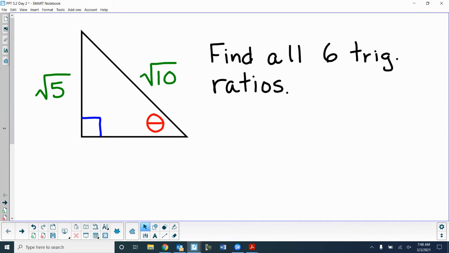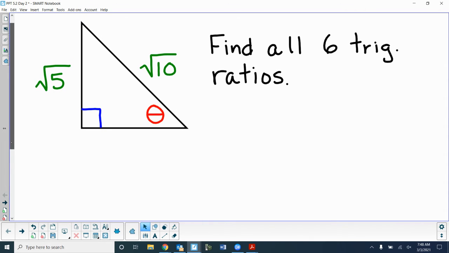Okay, so this is the type of problem that we had yesterday. The main type, finding all 6 trig ratios. But the first thing I gotta do is find this missing side. So how do I find that? 45, 45, 90. How'd you know that?